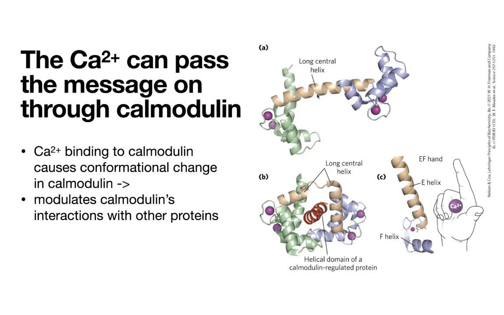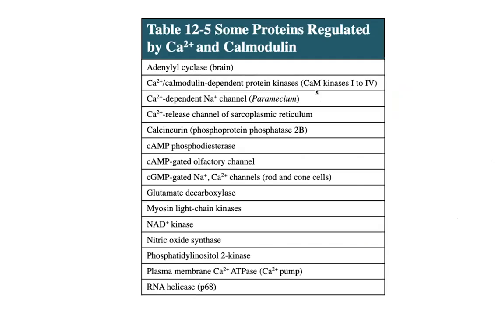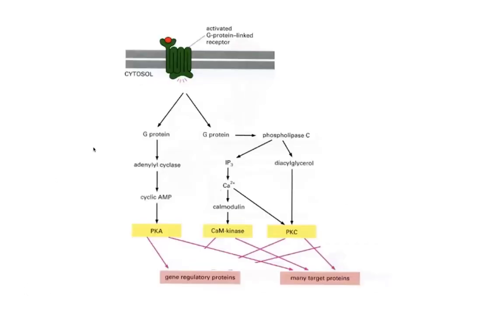When you change the shape of a protein, now you're going to change its binding interactions. And so this is going to modulate calmodulin's interactions with other proteins. There are a lot of proteins that are going to be regulated by calmodulin, including calmodulin-dependent protein kinases, or these CaM kinases, as well as all sorts of other proteins, including, look at this, cyclic AMP phosphodiesterase. So we can already see we have crosstalk between these different pathways, our cyclic AMP pathway, which was regulated by adenylyl cyclase, and our pathways that were regulated by phospholipase C and the release of calcium.